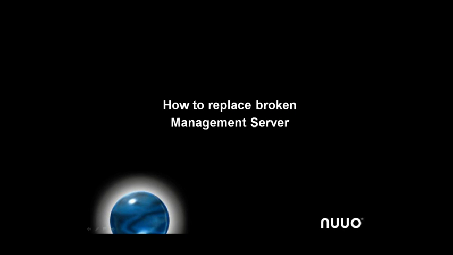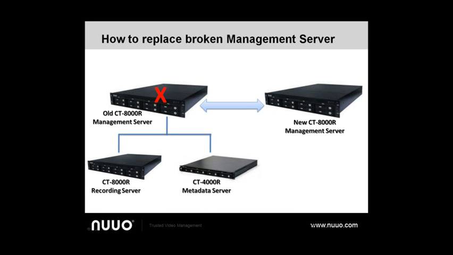Okay, now we go to the second topic, how to replace the broken management server. In this scenario, we have one management server, one recording server, and one metadata server. And these three servers have worked for several years. But now, there is some hardware issue on the current management server. So we need to use a new management server to replace it. If the old management server is still operational, please use the new client to connect with the management server and then export and save its old configuration first. If the old management server is not operational, please prepare a previous backup configuration.